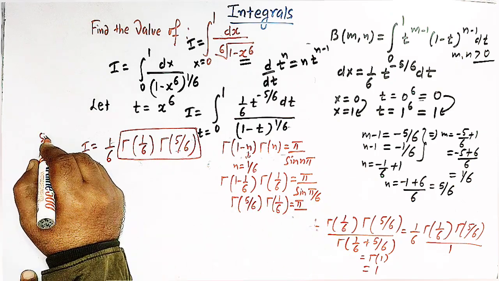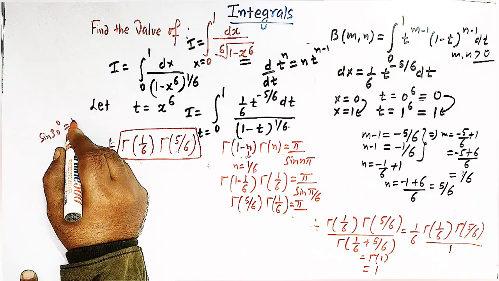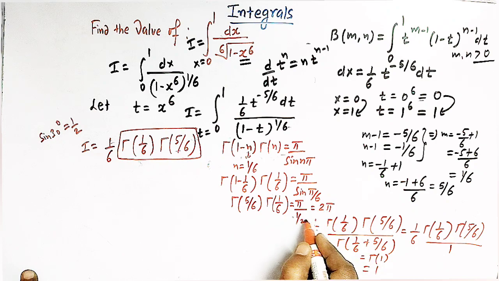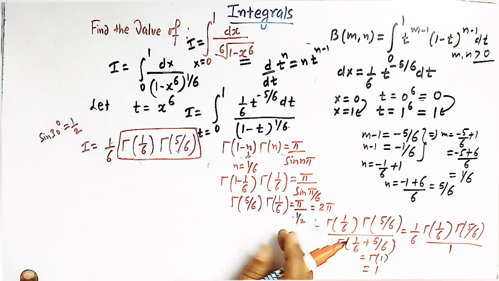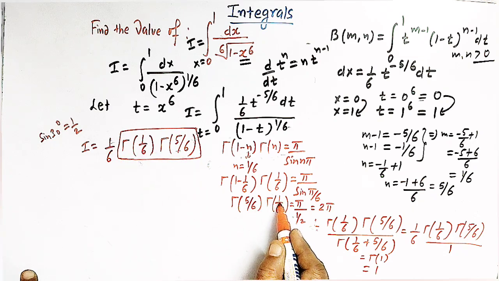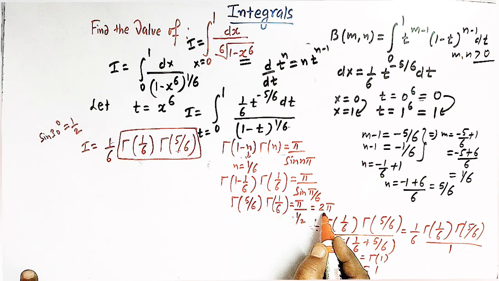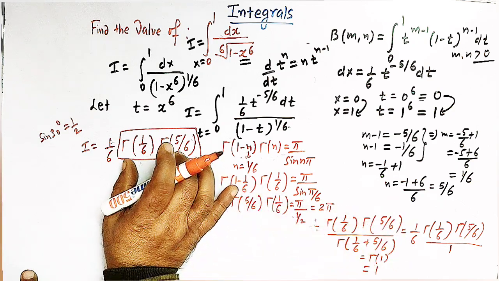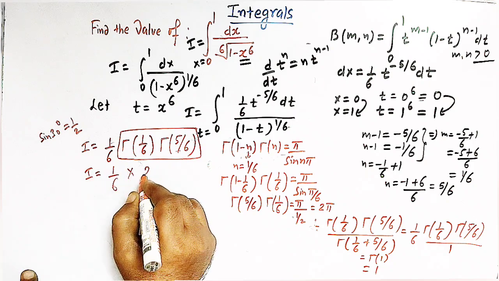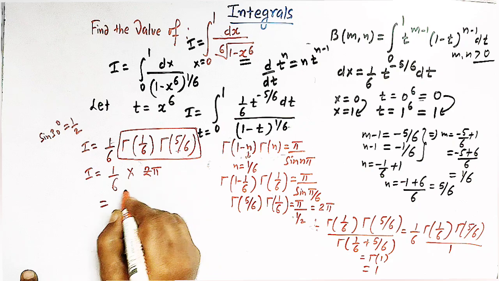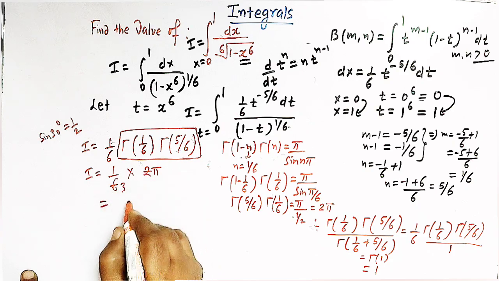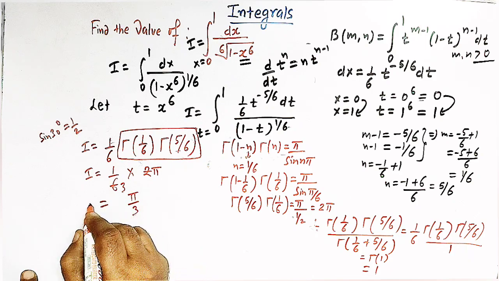Now sine pi by 6 is sine 30 degrees, that is equal to half. So here we have half, so this is equal to 2 pi, taking this 2 to the numerator. So the product of gamma 5 over 6 and gamma 1 over 6 is equal to 2 pi. So substituting this value over here, the value of the integral I is now 1 over 6 times 2 pi, and we can now cancel this 6 by 2. So we have here 2 times 3 is 6. So this is pi over 3.